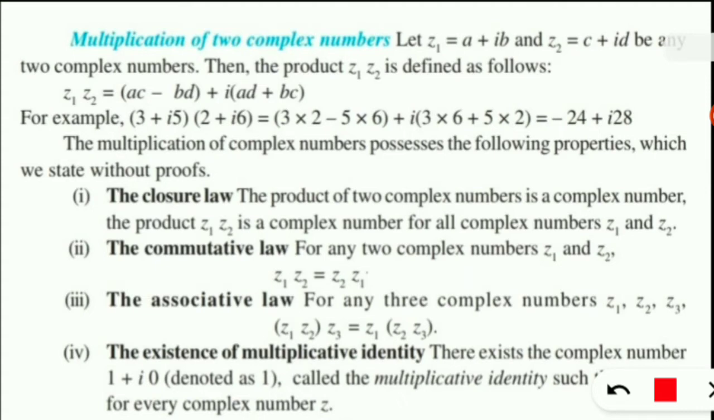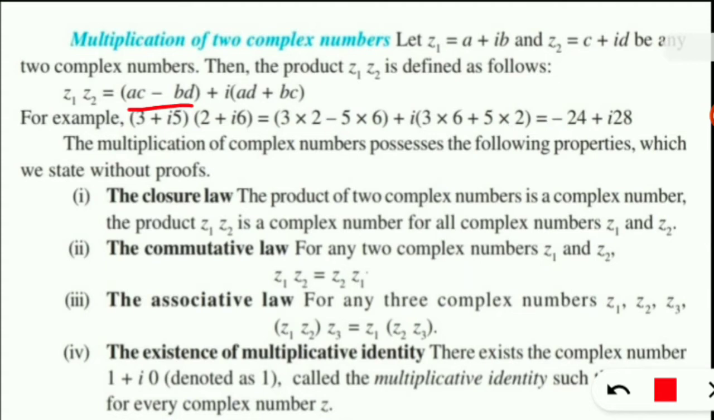Let z1 equals a plus ib and z2 equals c plus id be any two complex numbers. Then the product z1 z2 is defined as follows: z1 z2 equals ac minus bd plus i into (ad plus bc). Again, z1 z2 equals ac minus bd plus i(ad plus bc). This is the real part, that is, ac minus bd is the real part of z1 z2 and ad plus bc is the imaginary part of z1 z2.